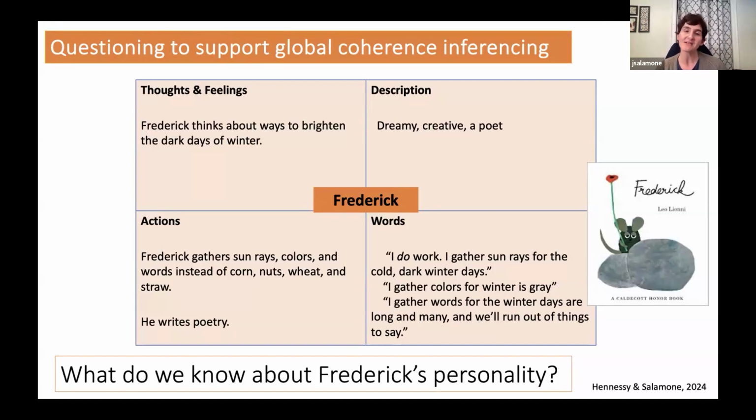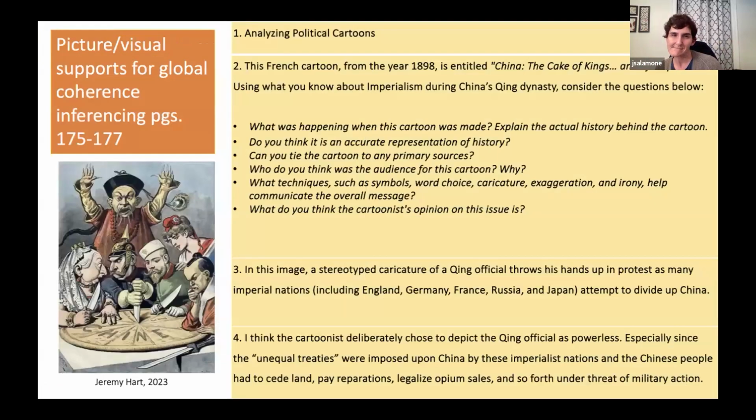So what do we know about his personality? Well, he's a dreamer. He's creative. He's artistic, right? We think about all the things that he does, his thoughts, his feelings, his actions, his words. We can put that together and describe him. We can do this with our older learners too.